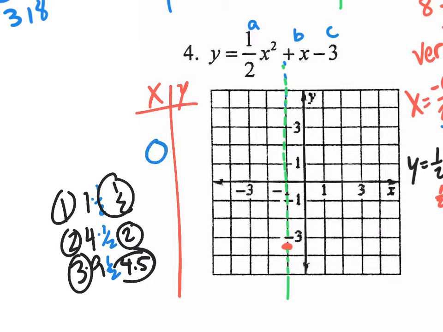An easy number to plug in would be 0. If you plug in 0, you get out a negative 3. 0, negative 3 is right here. Map it to the other side, you get right there. So far we have this kind of parabola.